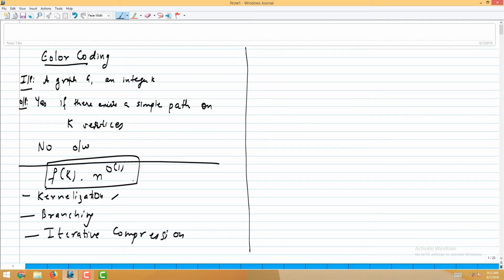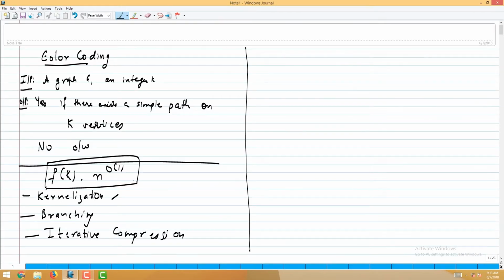This was the goal. So again, for color coding also, what we do is, instead of solving this problem, we'll solve a slightly different problem, which I'll define, which is basically the colorful version of this problem. I'll define what that is. For example, in iterative compression, we solve the compression version of that problem. Here, we'll solve a colorful version of that problem. I'll come to what it is.